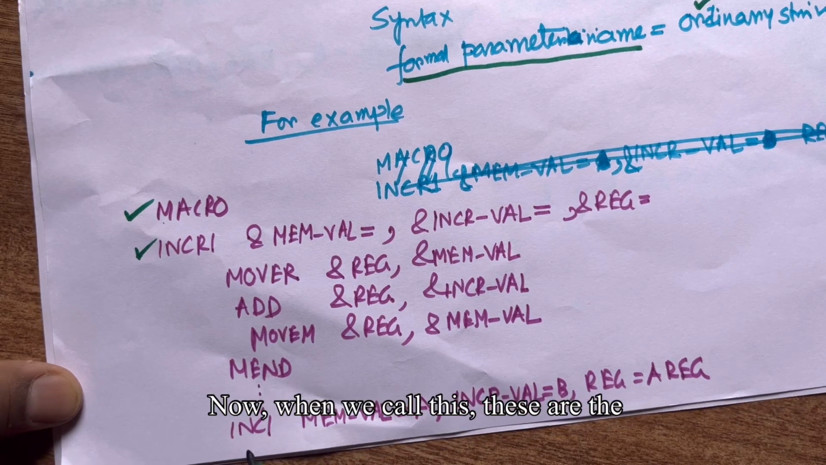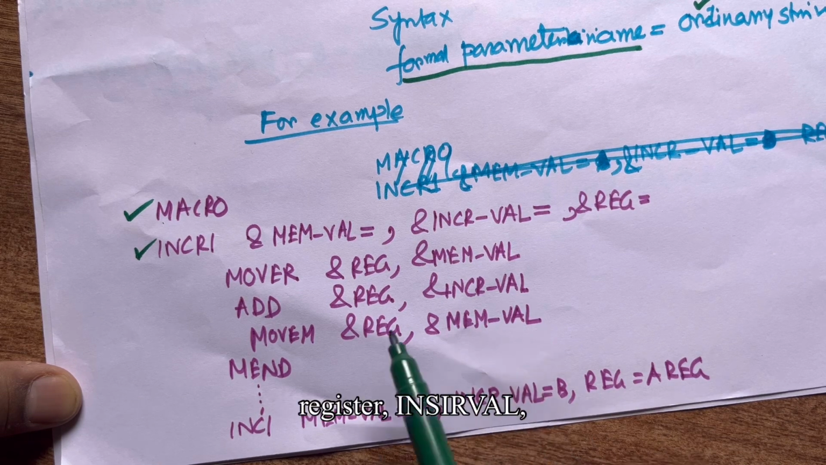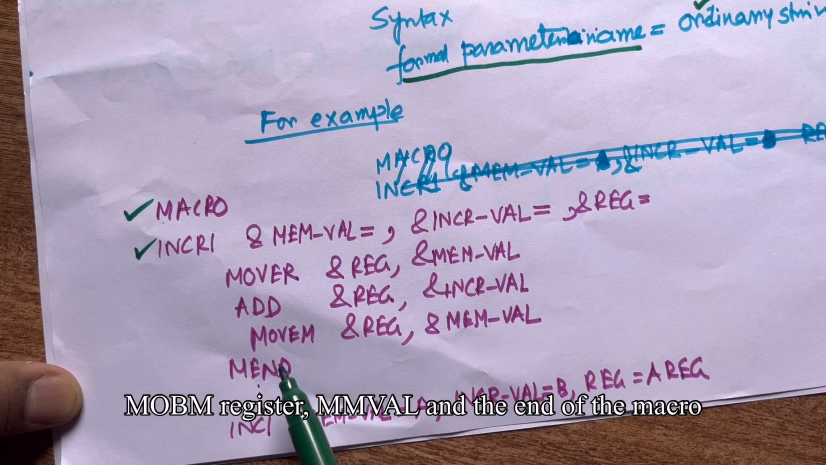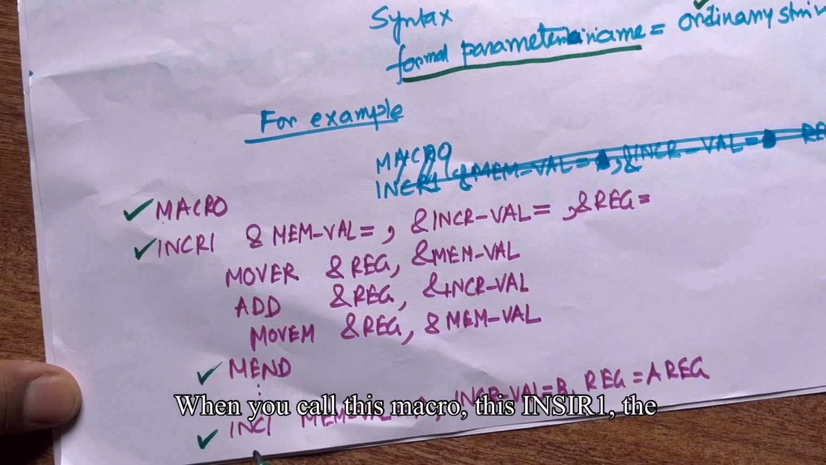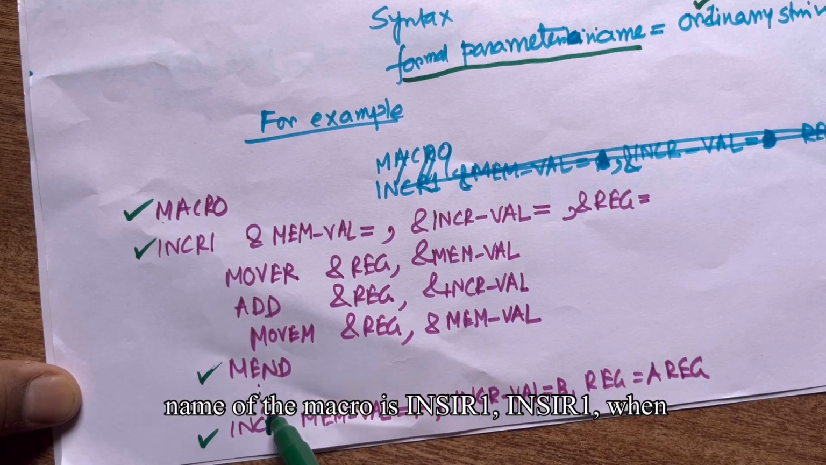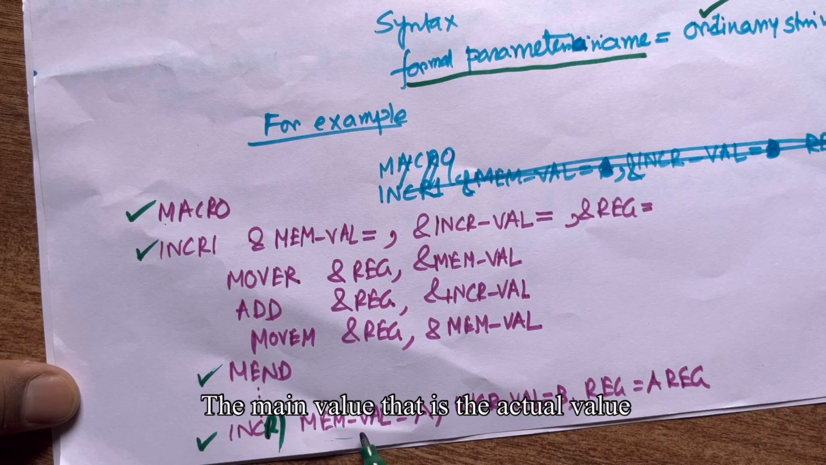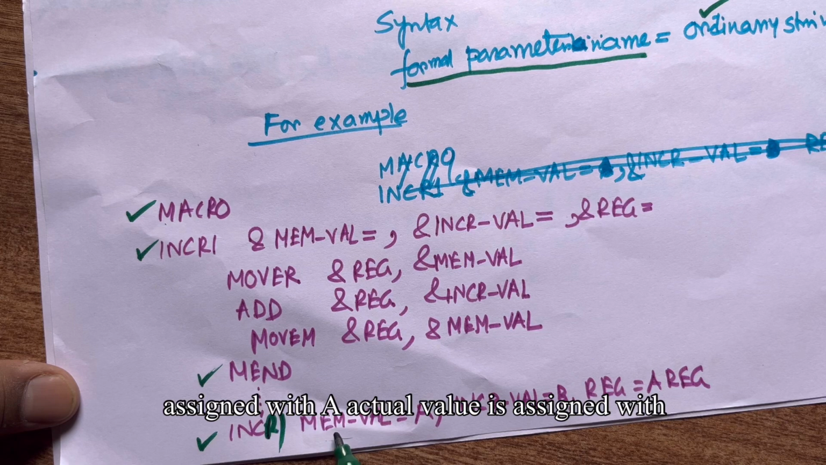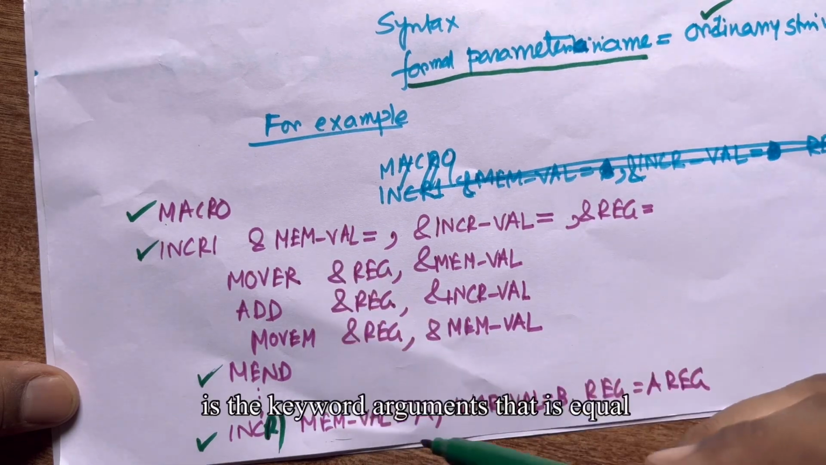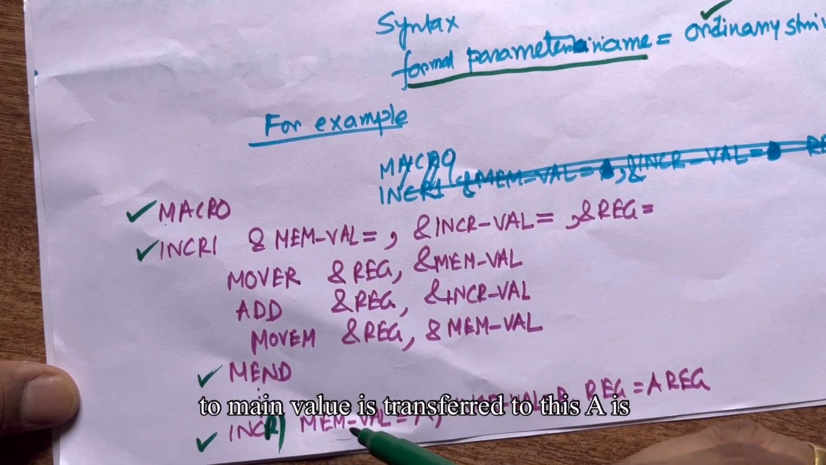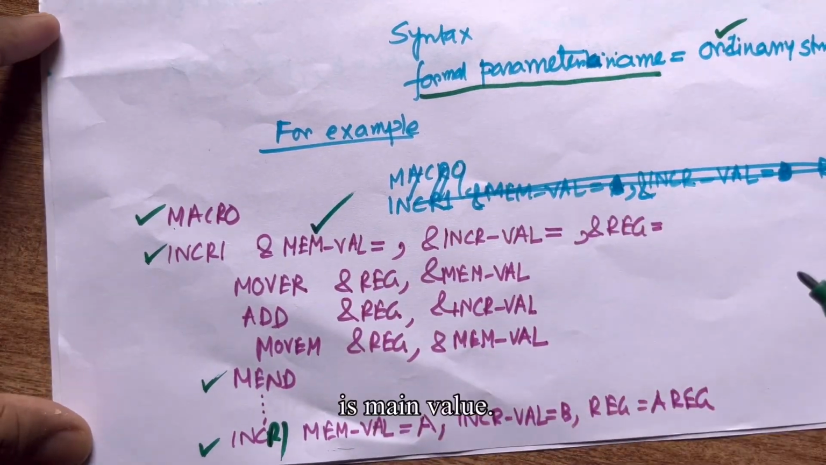Now, the instructions are MOV A, register, memval, ADD A, ampersand register, here val, MOV M, register, memory val, and the end of the macro is MEND. The name of the macro is here 1. When you call this macro, the actual value is assigned with A. So A will be transferred to the keyword argument, that is memval.